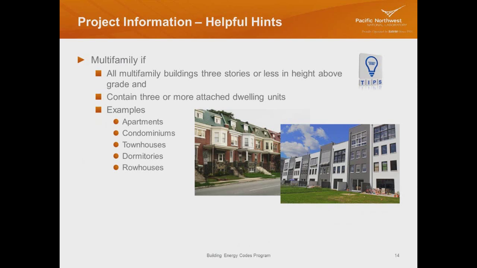So I talked a little bit about multifamily and the 3 stories, and here's a screenshot, again repeating the definition of when it falls residential versus commercial. The 3-story is the cutoff, unless you have a state-specific code that has a different amendment, and there are a couple of states out there that have a 4-story limit. But the actual national energy code is 3 stories or less in height above grade, and contains more than 3 attached dwelling units. So some examples of that would be apartments, condominiums, townhouses, and so forth.